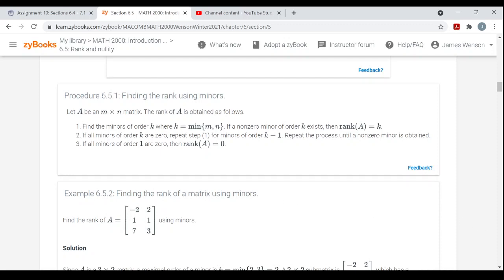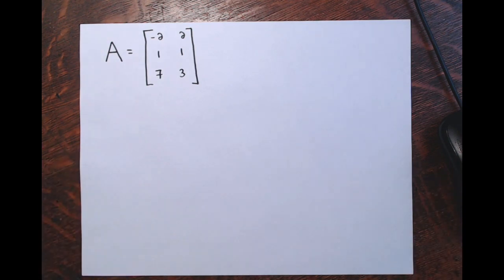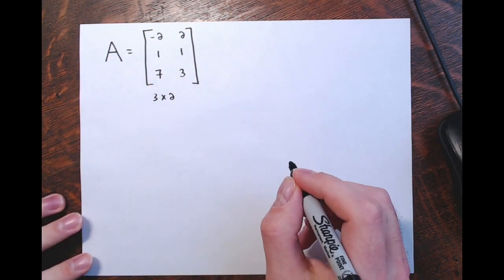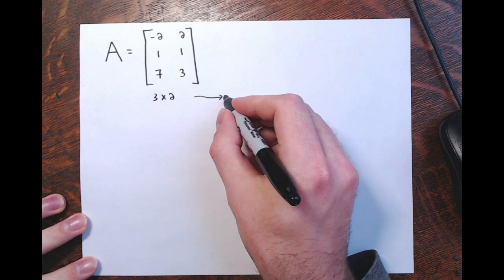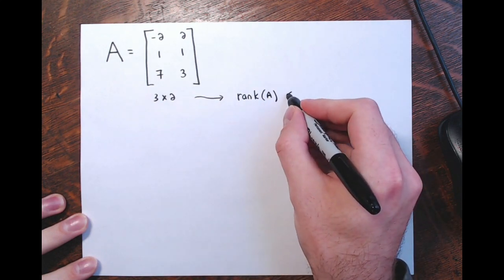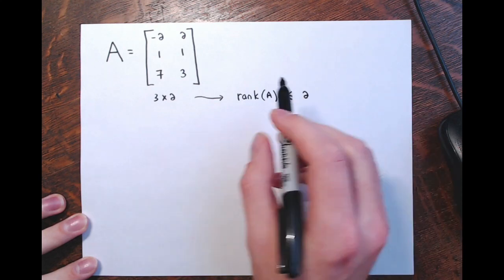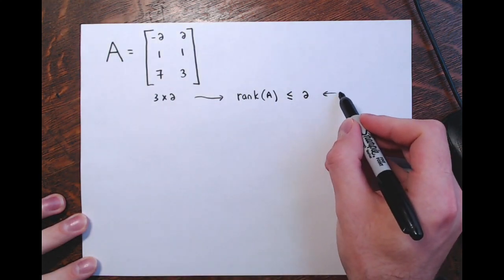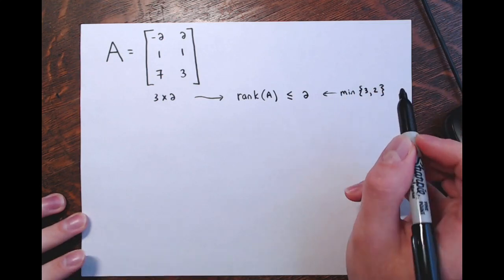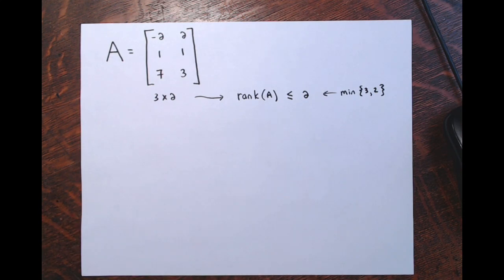So we're given this matrix A, it's a 3 by 2 matrix. And that means that the rank of A is going to be less than or equal to 2, which is the smaller, the minimum value of the row numbers and column numbers. So the rank cannot be 3. The rank can be 2, 1, or 0.